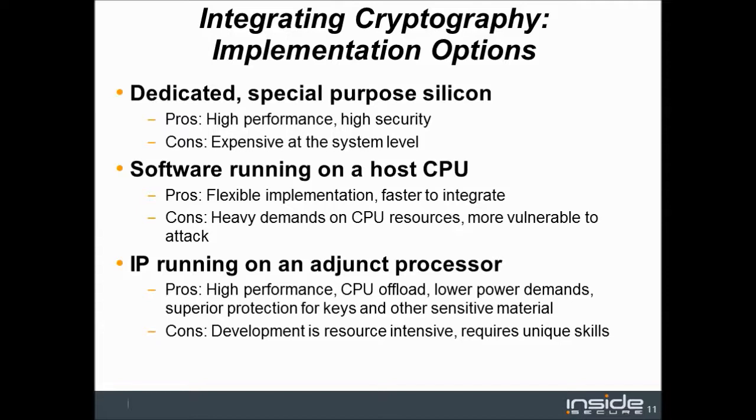Okay, let's look then at hardware, special purpose silicon. Dedicated special purpose silicon for these tasks. The pros: high performance, higher security definitely, and it could be expensive at the system level. So what you basically want is IP embedded in your processor. You could have all the pros of that dedicated special purpose silicon: the high performance, you can offload the CPUs, the lower power. The disadvantage, obviously, is that this needs to be embedded in an SoC. That SoC needs to be built.